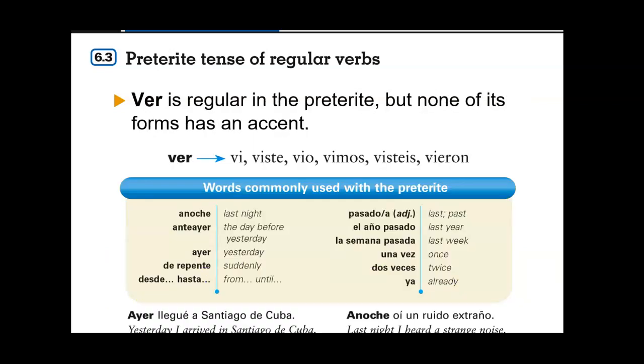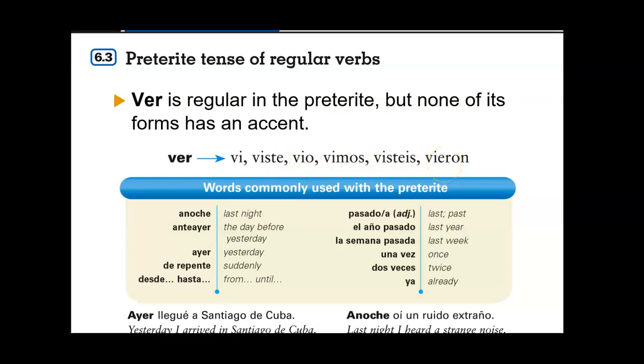This one you might want to add. I left an additional page blank at the end of your notes section. You might want to write this verb down. Ver is regular in the preterite, but none of its forms has an accent. So these are the forms for ver: vi, viste, vio, vimos. We don't do vosotros. Ellos, ellas, ustedes is vieron.